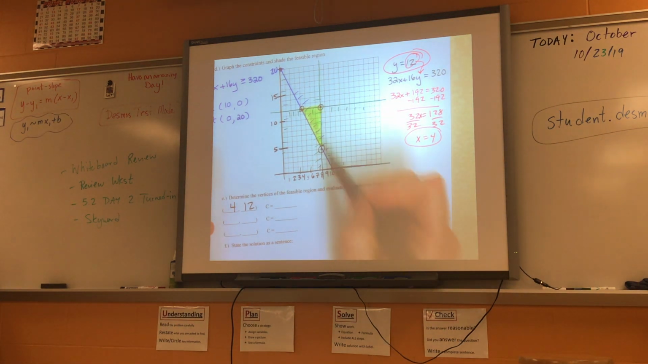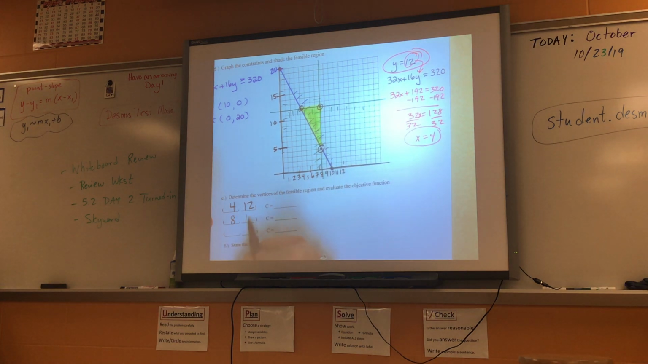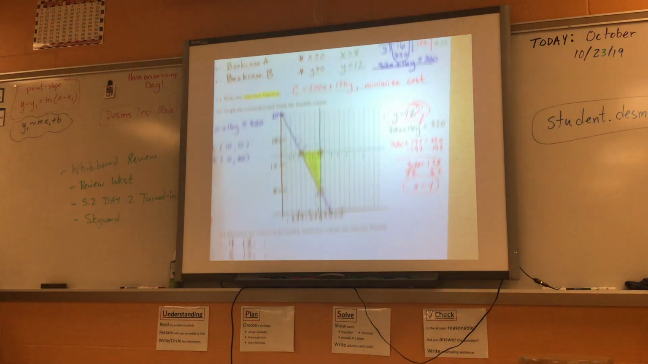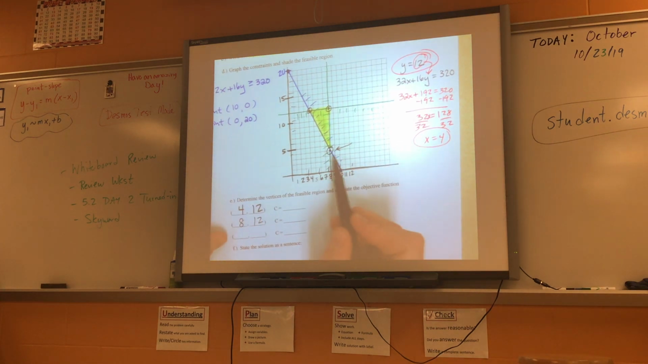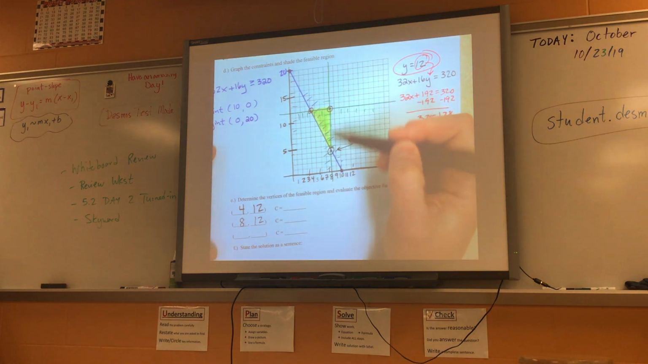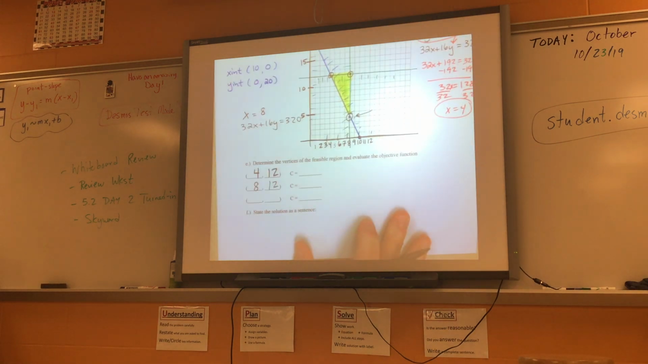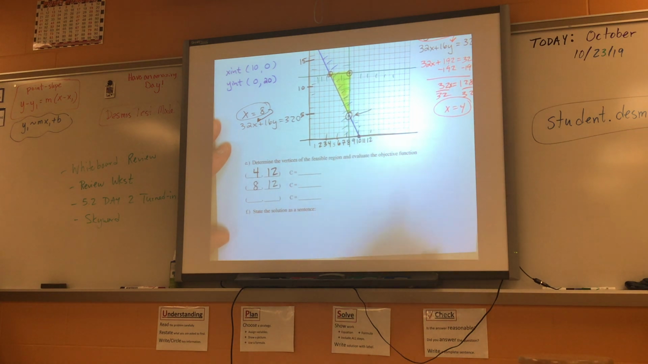I do know that this one right here, these two green lines meet up at (8, 12) because they're straight vertical and horizontal lines. I already know they're at (8, 12). Now I need to find this mystery point right here and make sure it lies where it's supposed to be. So now, which two are crossing? Well, this line right here is x = 8, and it's crossing with this line, 32x + 16y = 320. So I need to take this and substitute it into that location and prove that spot.